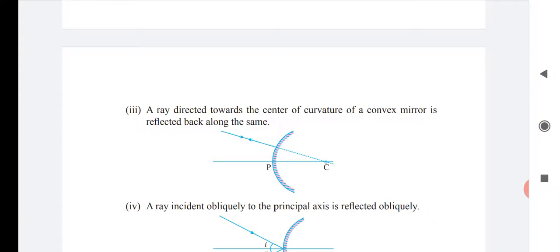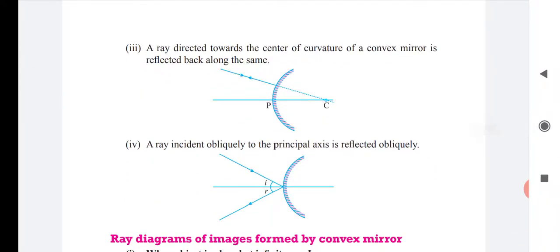This is similar to the concave mirror; the only difference is the image. There we use a concave mirror, here we use a convex mirror. Next, a ray incident obliquely to the principal axis: if you send a ray obliquely, it will reflect back obliquely, here also.